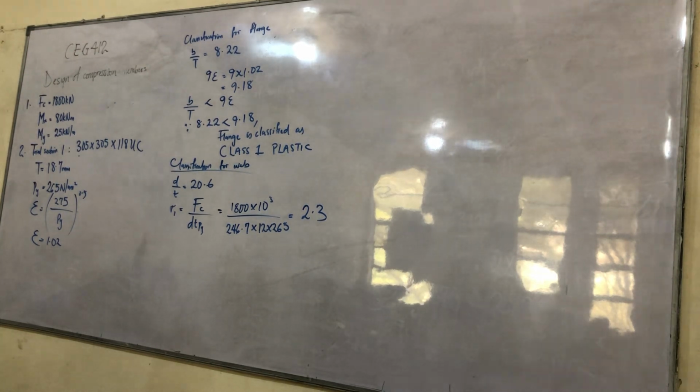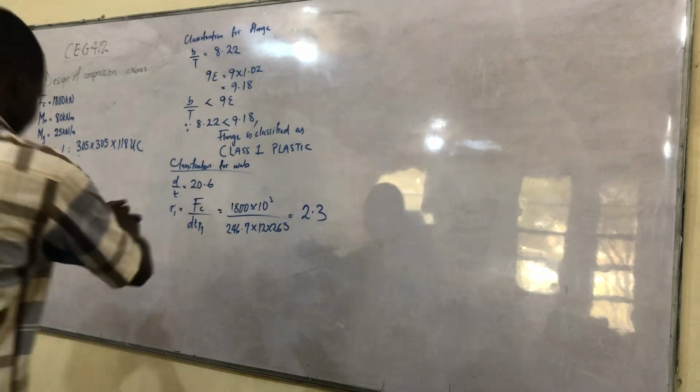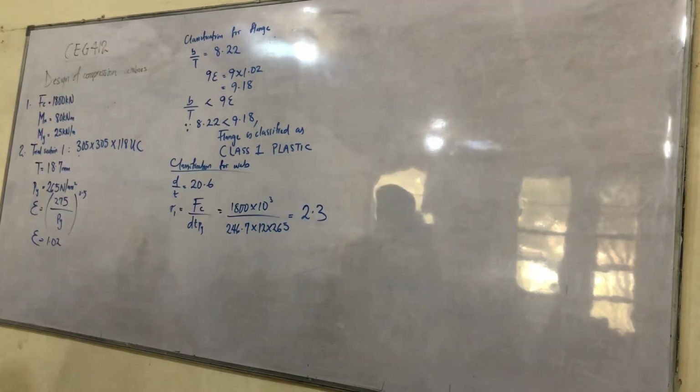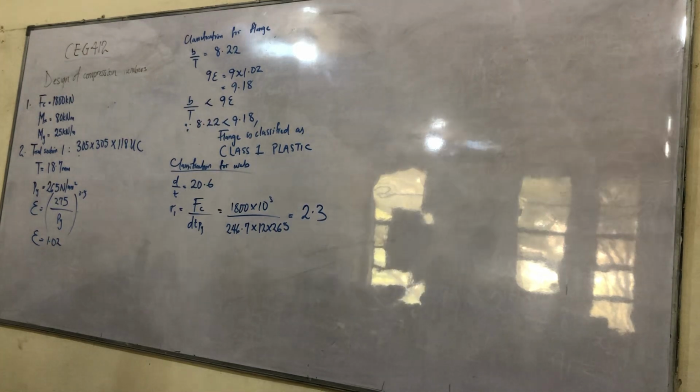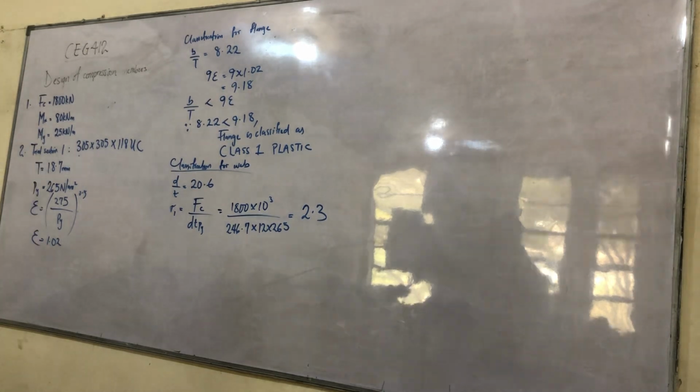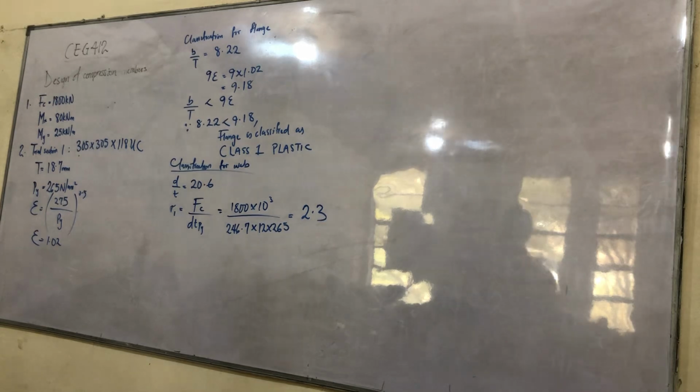3.5.5. That's the clause. And what's this thing? FC over DTPY. What's the clause for this R1? 3.5.5. I'm not asking what is the clause for this whole thing. What's the check? Minus 1 less than R1. Yeah, correct this.